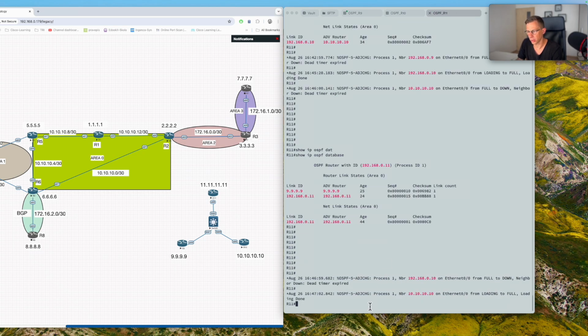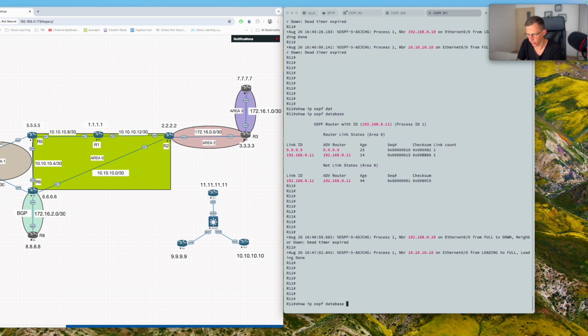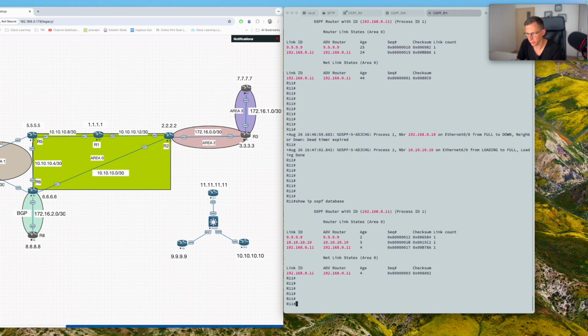So if I go back to the database on 11, yeah, we can see now under the router LSA, the link ID, we have router 9.9.9.9, 10.10.10.10, and we still have 192.168.0.11, which is the router 11 where we have not changed the router ID to the loopback 0.